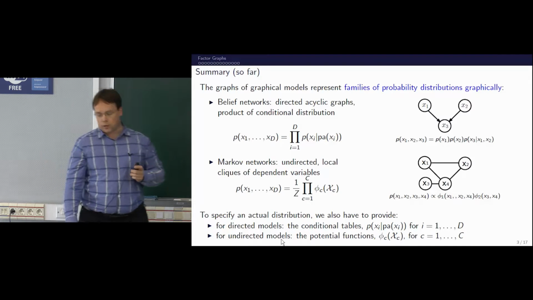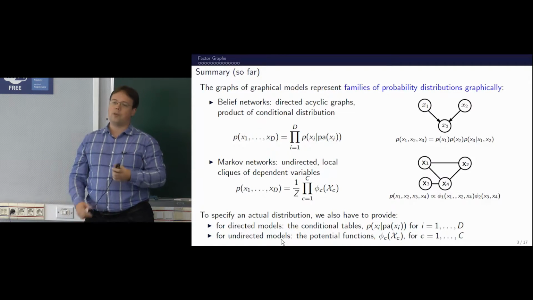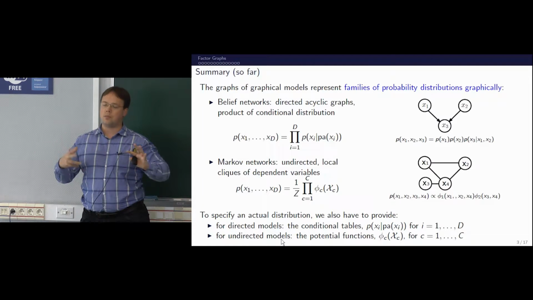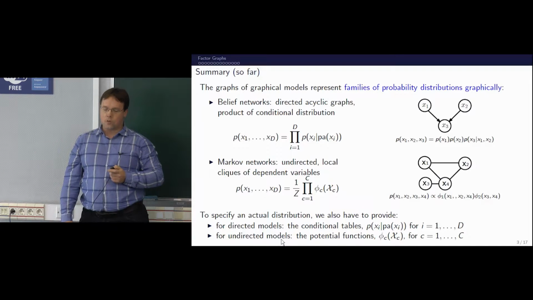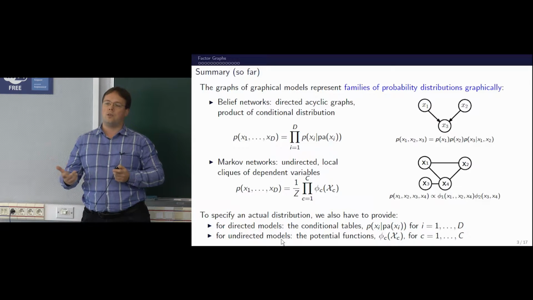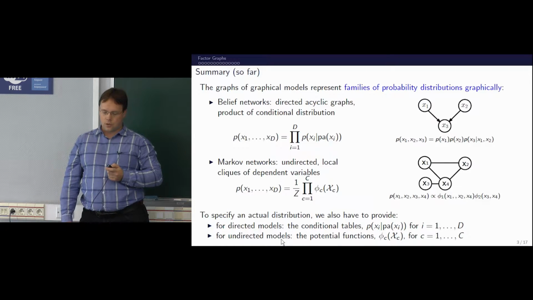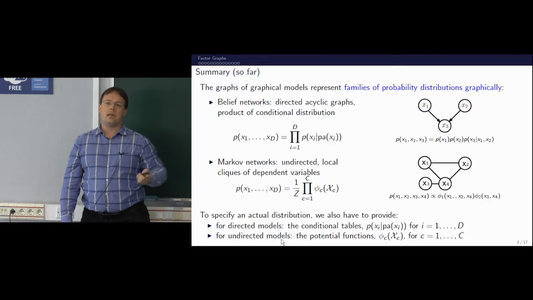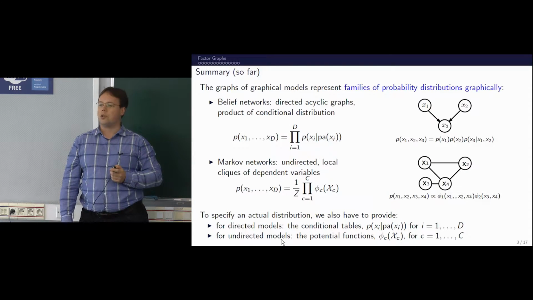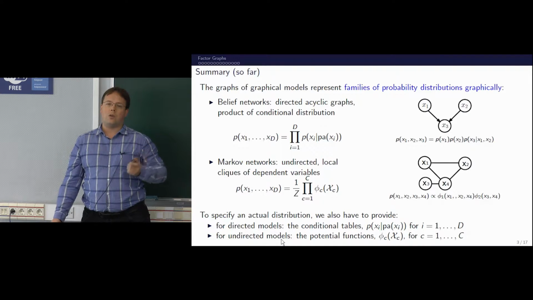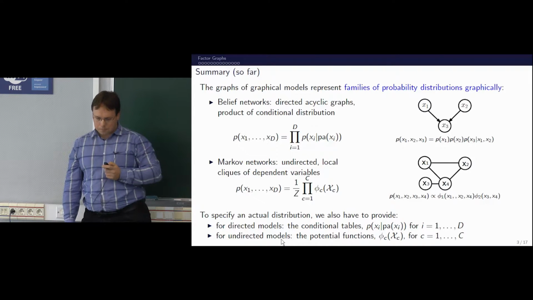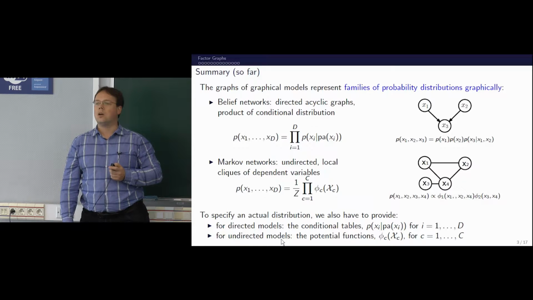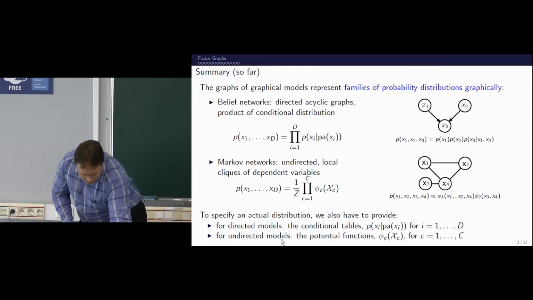So in order to actually specify a distribution, we have to specify the graph that gives you the general structure, and then we also have to fill in these terms in the product with actual values. So either the table of conditional probabilities or these potential functions, as we call them, which are just functions of one or more of the random variables. Okay, everybody remembers? Good.